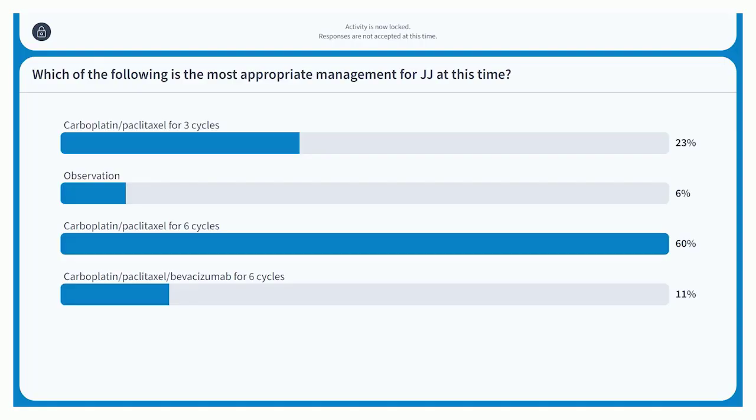And the 3 versus the 6 cycles, we're going to choose 6 cycles in this patient given the fact that she has high-grade serous. And we'll get into some of the data behind that, but because she has that high-grade serous, we would favor doing 6 cycles.